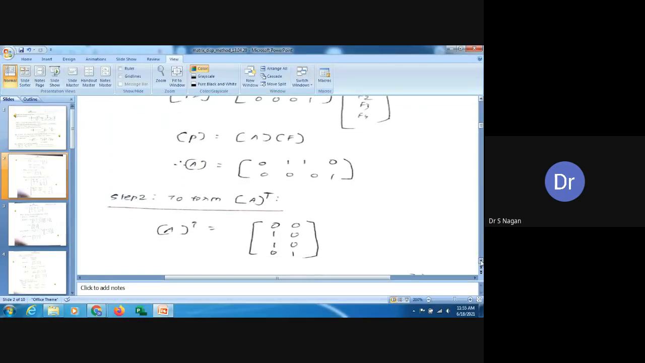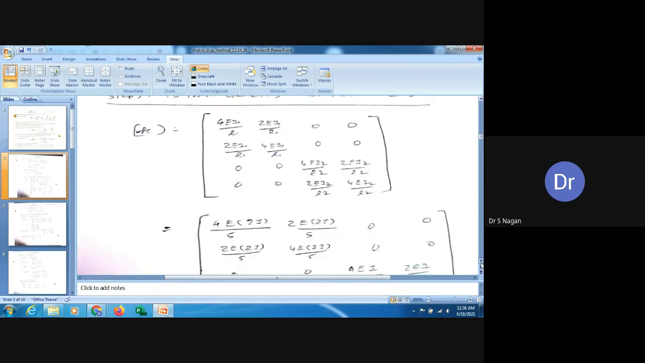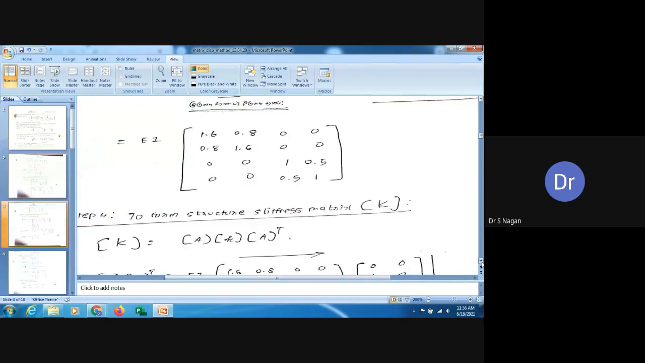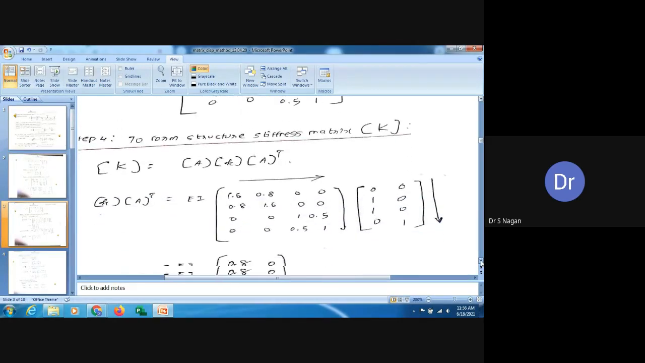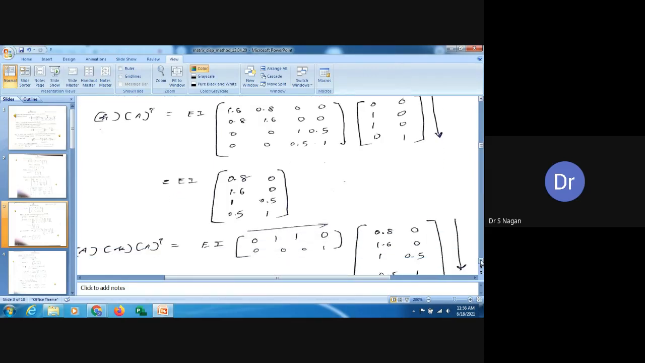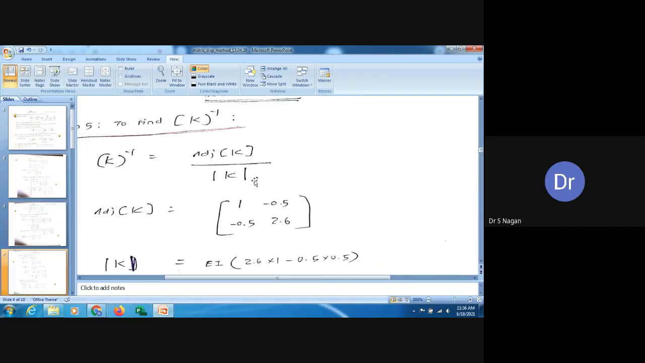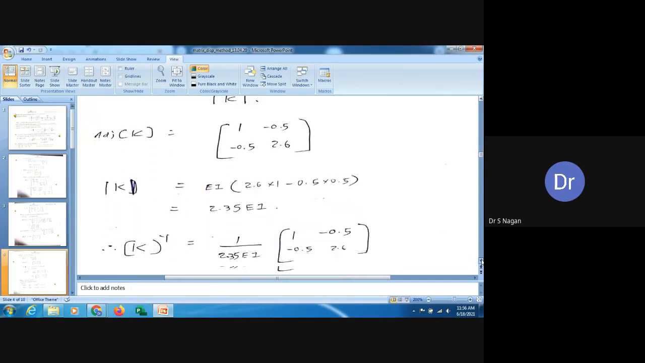And the element stiffness matrix is also a standard thing: 4EI1 by L1, 2EI1 by L1, etc. We do not incorporate the overhang portion here. Where we accommodate the overhang portion, I will tell you. So here also there is no change in the element stiffness matrix. We use the same. And then the structure stiffness matrix: first we need to obtain KA transpose as I explained already. Then multiply by A, you will get capital K, and find the K inverse. K is this, so K inverse will be 1 by EI, adjoint K by determinant K. The determinant K will be this, therefore we get K inverse.